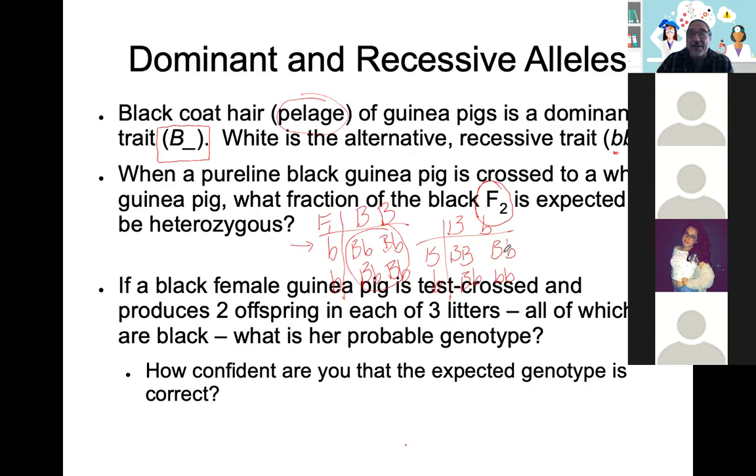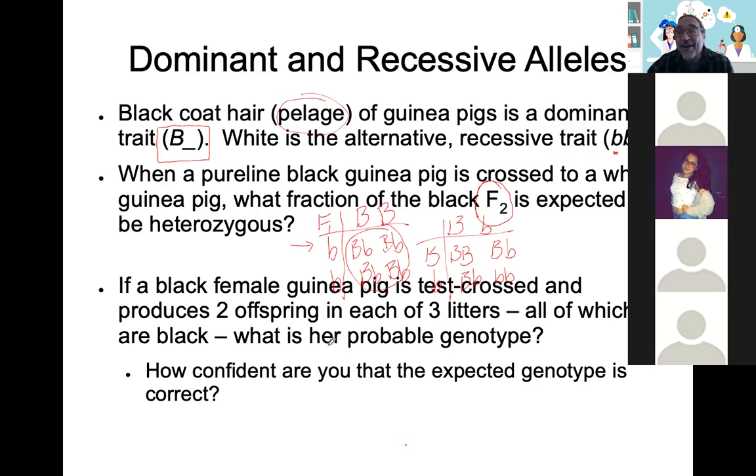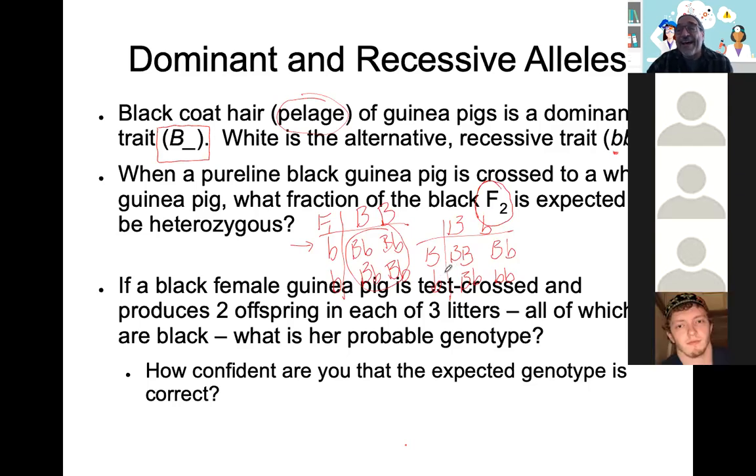Now that we've got our Punnett square, the question is, is it 1/2 or 50%? 50%. How about everybody else? You want me to redo the poll? Wouldn't it be 2/3? How'd you get 2/3? Well, it's out of black, so only 3 of them are black.